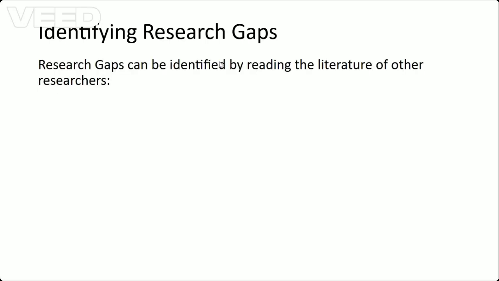So how do we identify these research gaps? There are several ways in which you can identify the research gaps. Research gaps can be identified by reading literature of other researchers. You can read articles, journals, theses, even other reports, several reports which you can use.